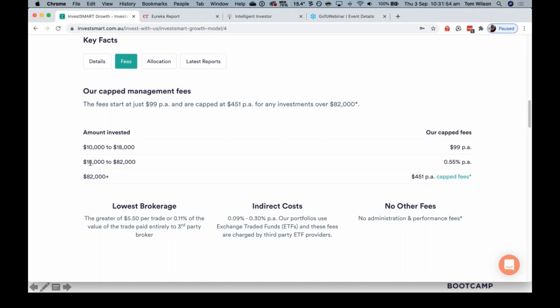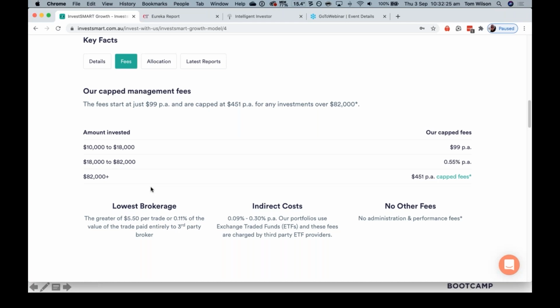And then it's on a sliding scale from 18,000 up to 82, which is 0.55%. But as soon as you reach $82,000, and that's across any of the InvestSMART portfolios, so you might have different goals, different timeframes. You might have some cash in growth, some cash in high growth, some in balanced. They look at the total amount, and if that's above $82,000, then your fees cap out at $451 per year.